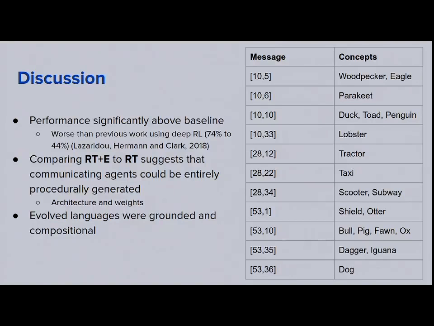So this is a selection of messages and what those messages refer to for a high-performing agent. And you can see that there was this grouping. Messages which started with 10, with some unusual exceptions, referred entirely to birds. Messages which started with 28 referred to vehicles. Messages which started with 53 referred to 4-legged animals. So there were clearly some structured languages emerging from this.